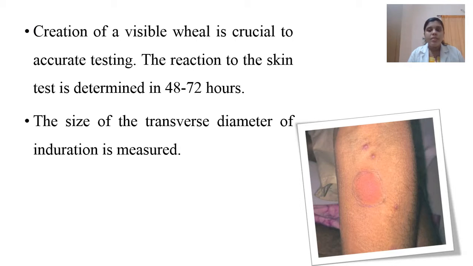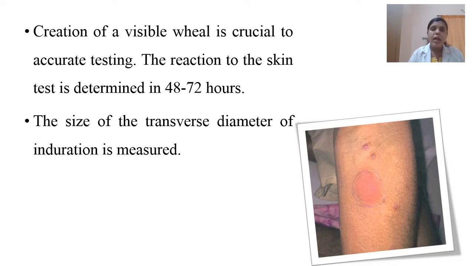So once the purified protein derivative is injected, creation of a visible wheal is very crucial for accurate testing. And once the injection is over, the reaction of the skin is measured after 48 to 72 hours. Okay, so after the injection, the area is marked to identify the reactions. So here the size of the transverse diameter of the reaction is known as induration. So this induration is measured to identify the results.